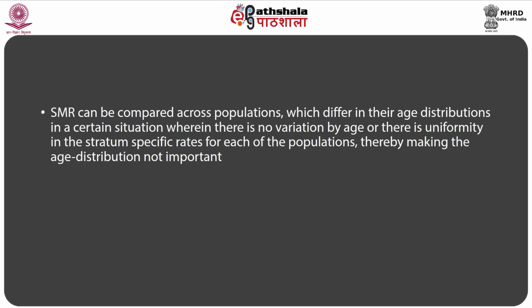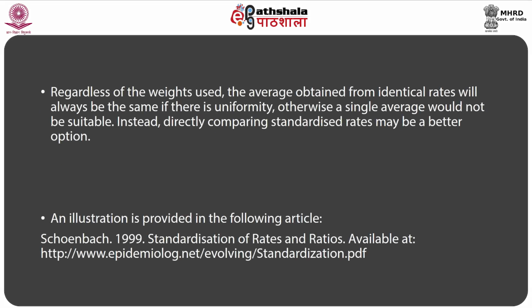SMR can be compared across populations which differ in their age distribution in a certain situation wherein there is no variation by age, or there is uniformity in the stratum-specific rates for each of the populations, thereby making the age distribution not important. Regardless of the weight used, the average obtained from identical rates will always be the same if there is uniformity; otherwise a single average would not be suitable. Instead, directly comparing standardized rates may be a better option.